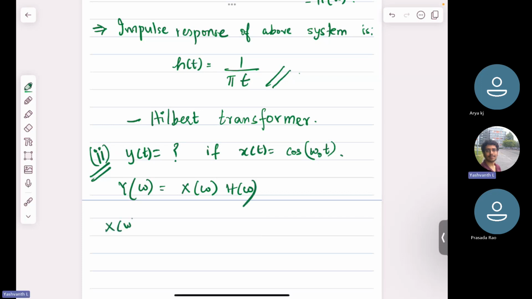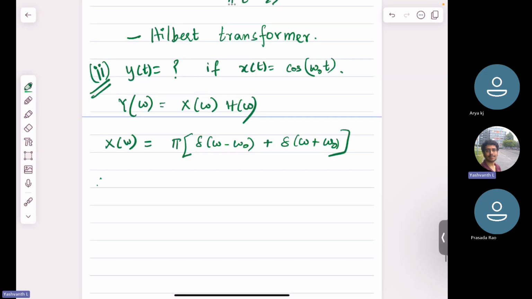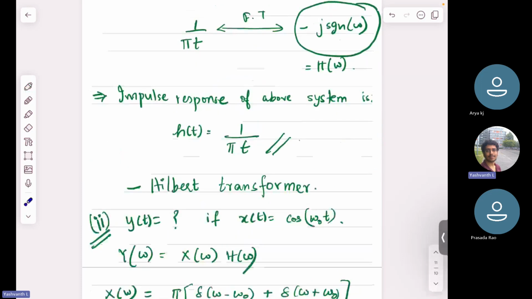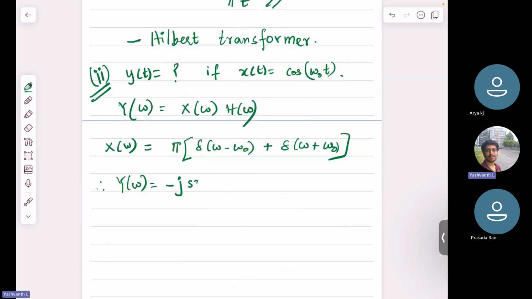Now, what is x of omega? It's the transform of cos omega naught t. Recall that this is given by pi into delta of omega minus omega naught plus delta of omega plus omega naught. Therefore, y of omega is equal to, with h of omega equal to minus j signum of omega, just multiply that. So this is minus j pi signum of omega delta of omega minus omega naught, minus j pi signum of omega into delta of omega plus omega naught.